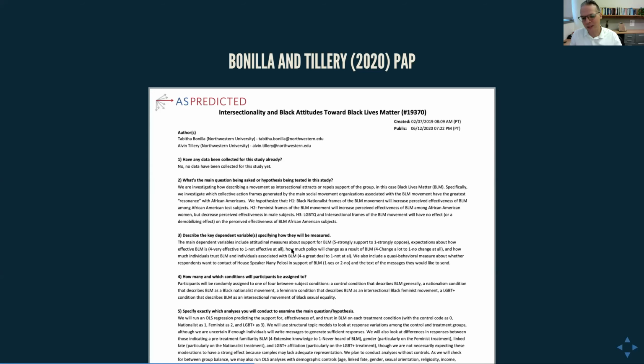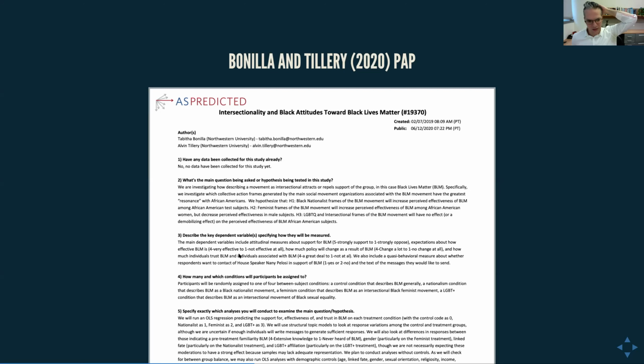And the words that are written here are, will increase perceived effectiveness. That's like a claim about the sign of the inquiry. It's not super clear that it's the average treatment effect of this on that, but in any case, that's one of the problems with this template, that it's not super clear what this question, what the answers to this question mean. Describe the key dependent variable and how it will be measured.